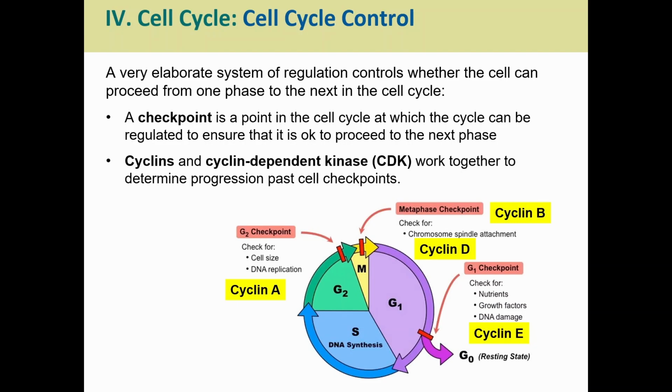All of these checkpoints have a place where we can stop and fix the mistake. Or if the mistake is irreparable, there's nothing we can do to repair that damage, then we can go through what's called apoptosis, which is programmed cell death. We can stop that cell in its tracks so that we don't replicate. So we have these methods of preventing damage from being passed on to the next cellular generation.